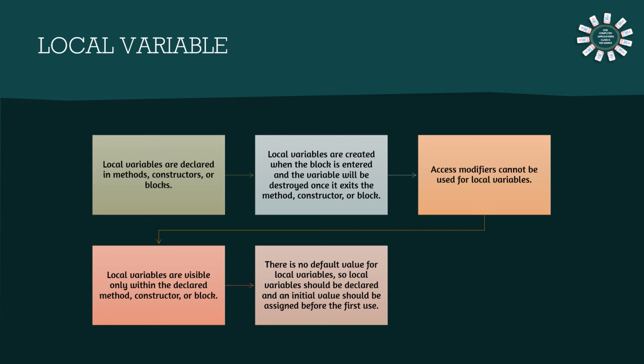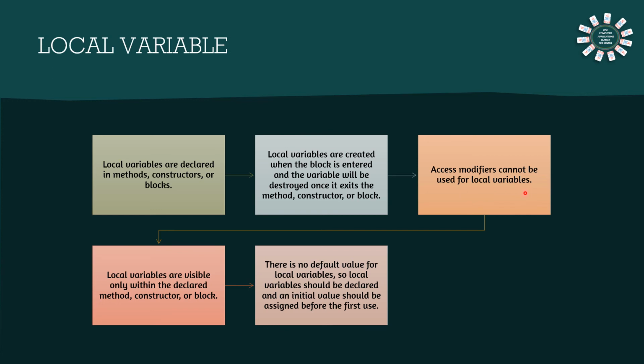Local variables are declared in methods, that means in functions, constructors and blocks. Local variables are created when the block is opened, and variables will be destroyed once it exits the method. That means as soon as you close the function, the local variable will be destroyed. Access modifiers cannot be used for local variables.